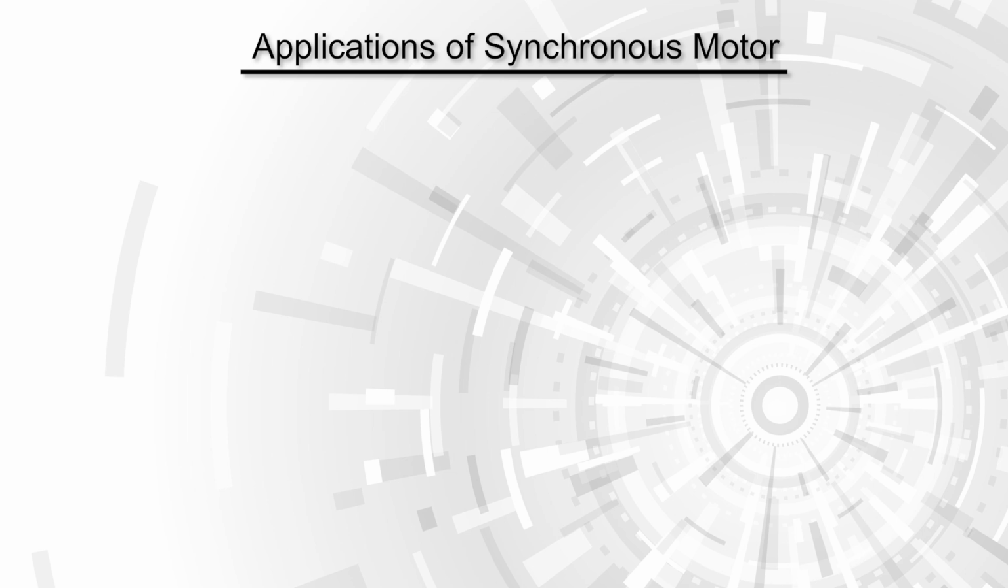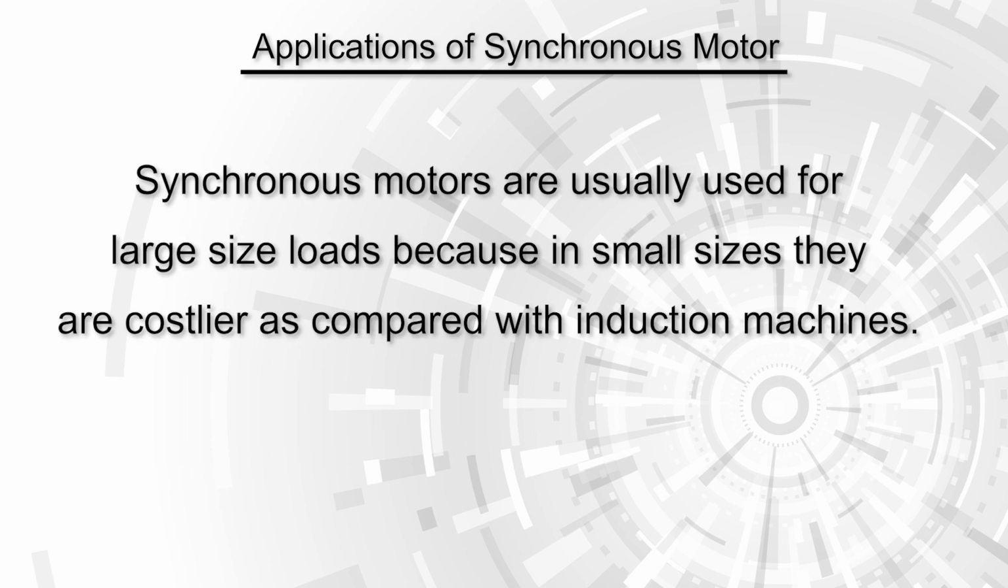Applications of synchronous motor. Synchronous motors are normally used for large size loads because in small sizes they are costlier as compared with induction machines. If you compare the synchronous motor with the induction motor, one major difference is that the synchronous motor has constant speed. These machines will rotate either at synchronous speed or not rotate at all. So speed control is not possible in synchronous motors. They are constant speed machines.